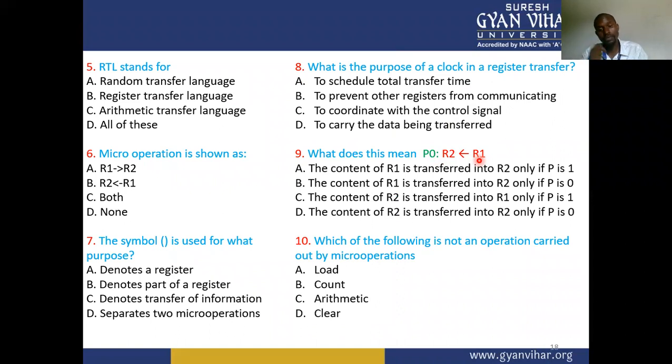Next question is, which of the following is not an operation carried out by micro operations? There are four types of operations: load, count, shift, and clear. In this case, we have arithmetic. Arithmetic is not an operation, but arithmetic is an example of a micro operation.